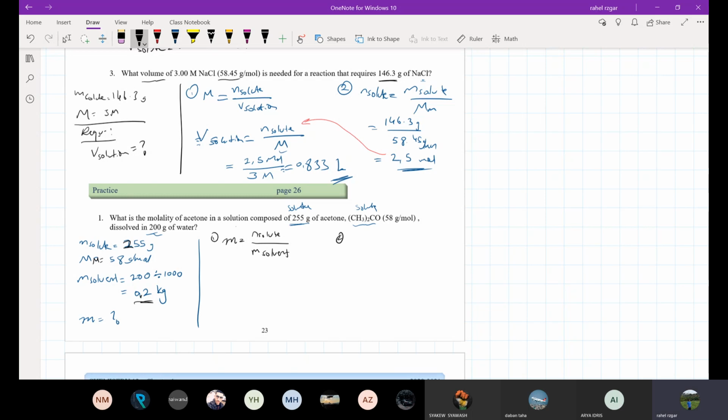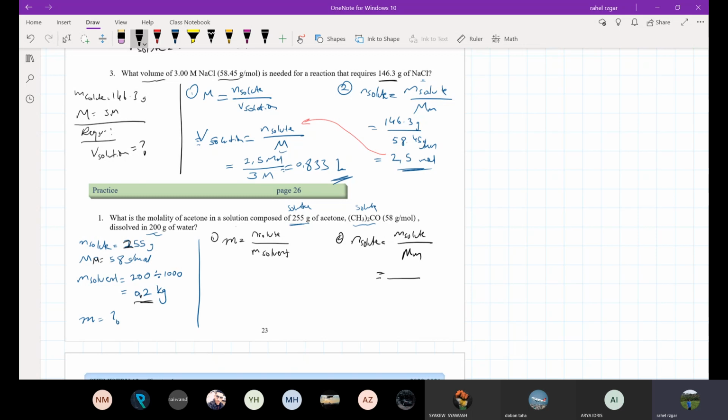So mole of solute is equal to mass of solute divided by molar mass. Again, everyone, we have written before: convert mass of solute to grams. Mass of solute must always be in grams. Why? Because molar mass is grams per mole.